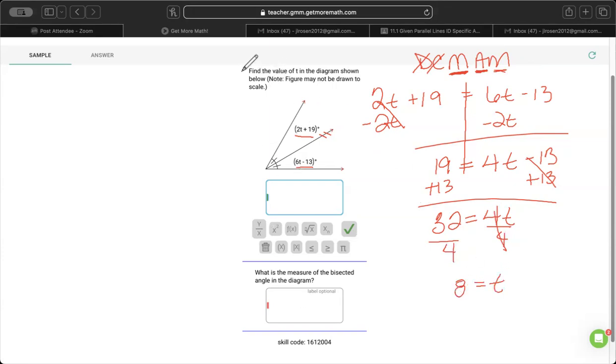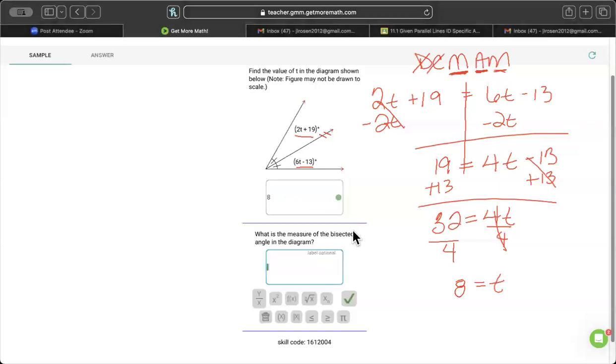So if you look at your question here, it says find the value of t in the diagram shown. So we're just going to go ahead and put 8, and then you have to hit this check mark so it knows you got the first part right before you move on to the second part. And then it says, what is the measure of the bisected angle in the diagram? So that means, what is the measure of the entire angle? That's what it's asking. This is what was bisected or cut in half, right?